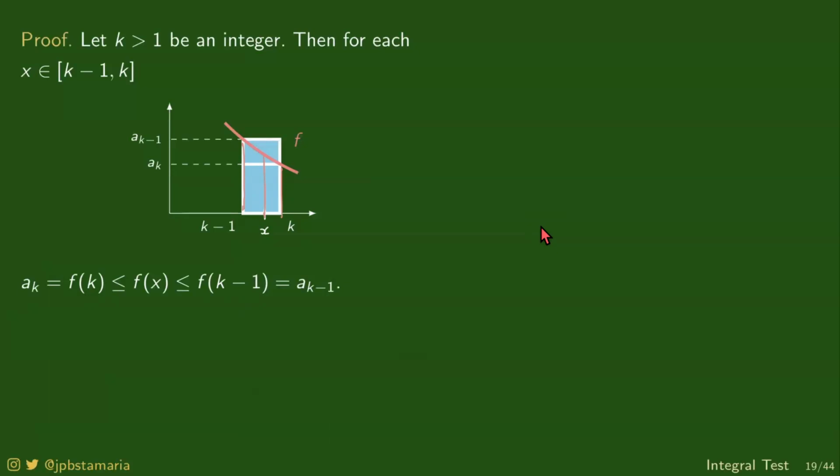O ngayon, by definition, sino ba si f of k? Si f of k, siya si a sub k. F of k minus 1, that's a sub k minus 1. The reason for this is the fact that f as a function is a decreasing function.